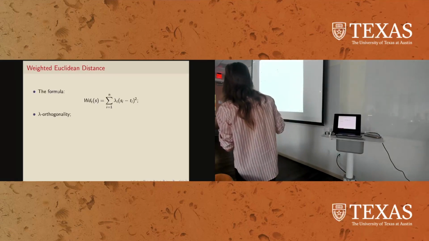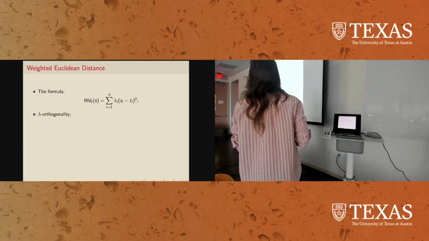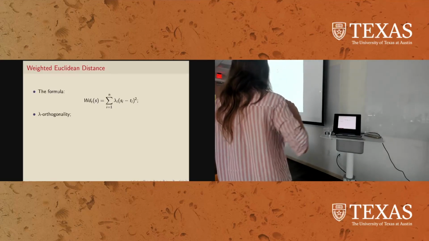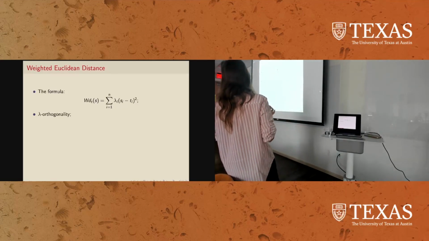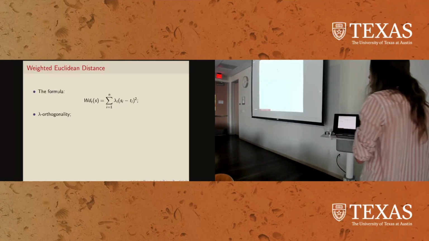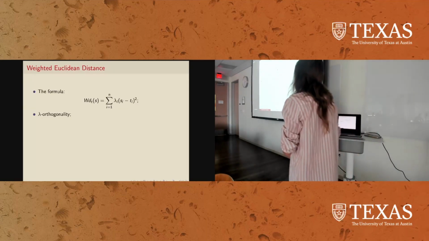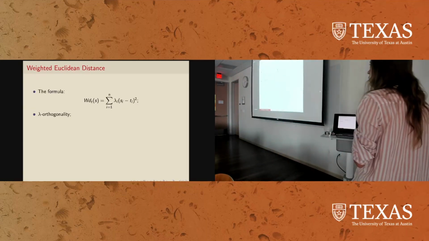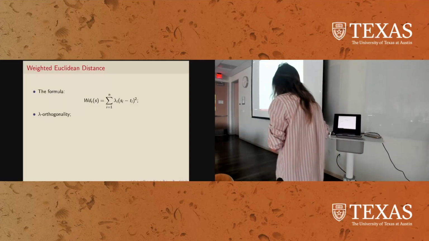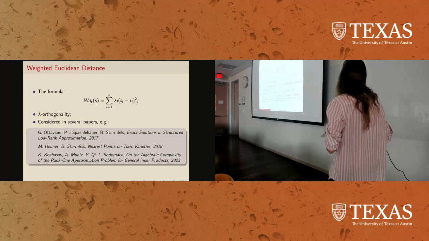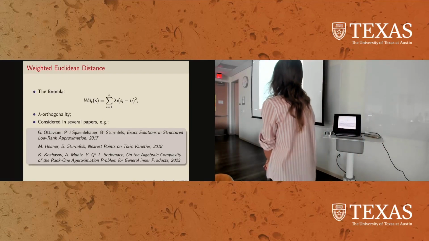Because of the weights, we don't have usual orthogonality, we have some lambda orthogonality. This setup here, in terms of a quadratic form, would correspond to a diagonal matrix, a diagonal weight matrix. And this is a very popular definition in the ED degree community. In our paper, we consider more general weight matrices that are dense. And I will show you an example of it later. And this was considered in several papers that I listed here.